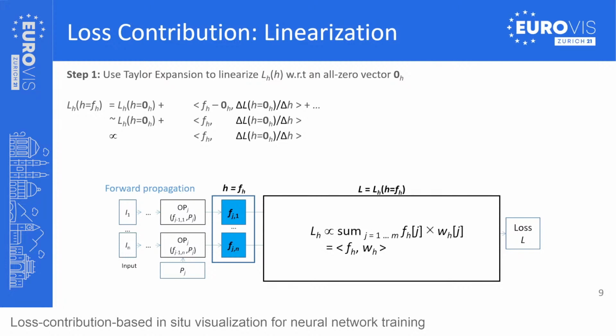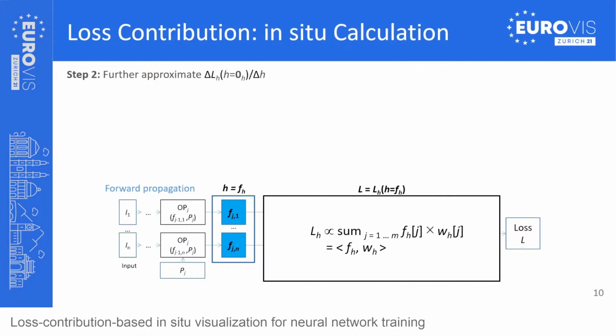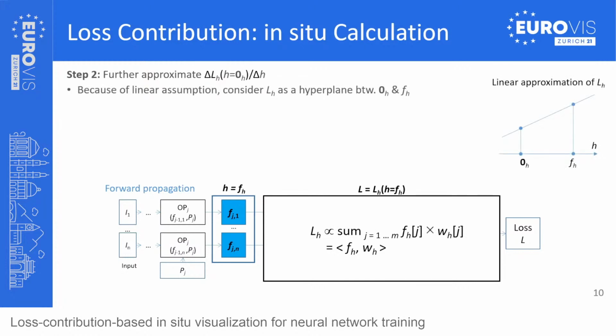By using a vector of the same shape as h but with zeros, which is denoted as 0h here, we can write the Taylor expansion as follows. In this case, however, we need to compute the derivative with respect to a reference point at 0h, which will be a huge computation overhead. To resolve this issue, we apply another step of approximation. As we are going to linearly approximate the function LH, it means that we are considering the loss function as a hyperplane between reference 0h and the forward propagated fh, as shown on the right.